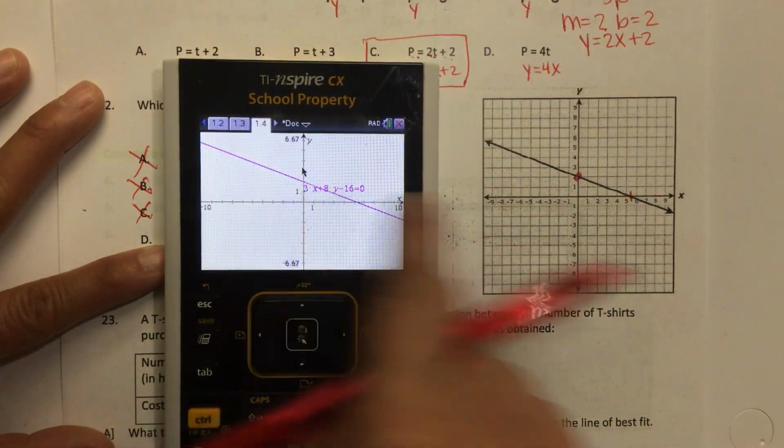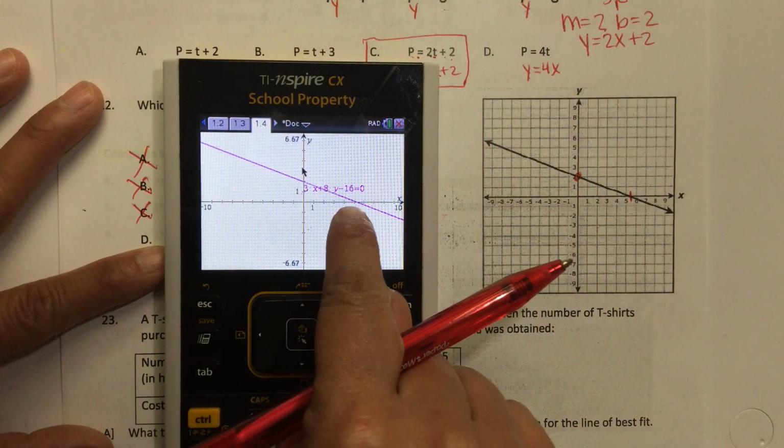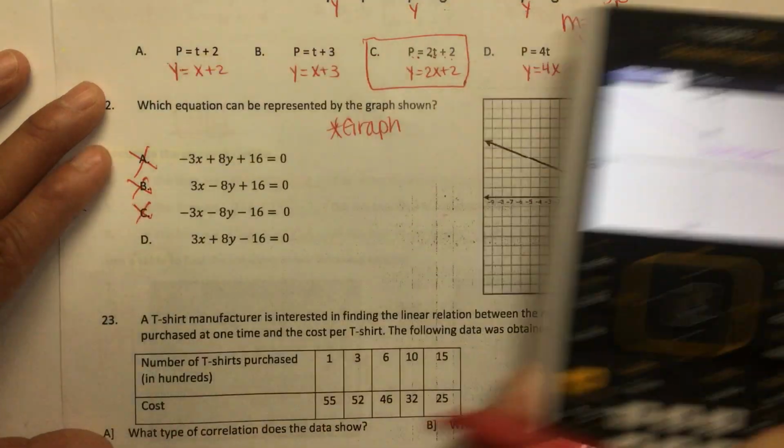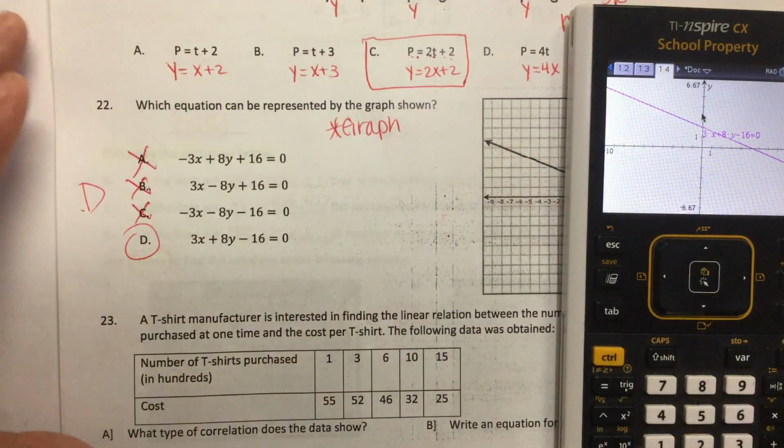You can see that the y-intercept is 2 and the x-intercept is somewhere between 5 and 6. So D is the correct answer here.